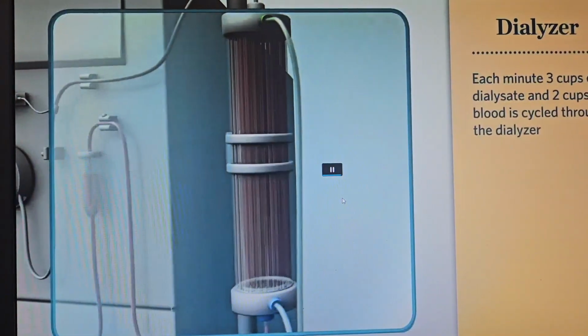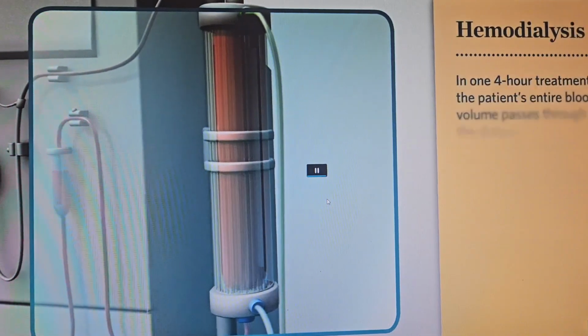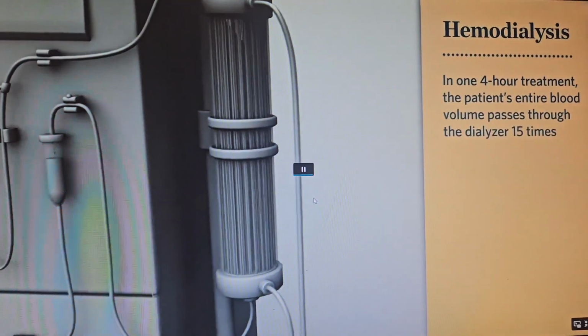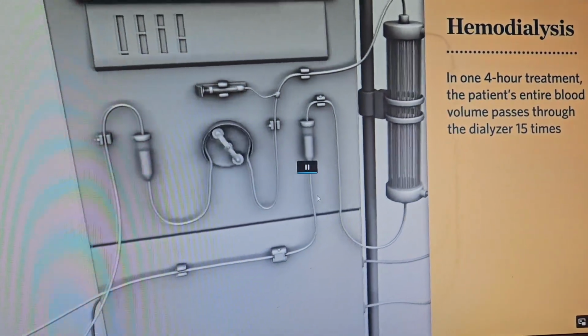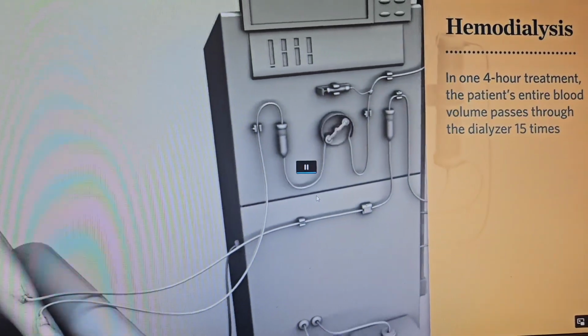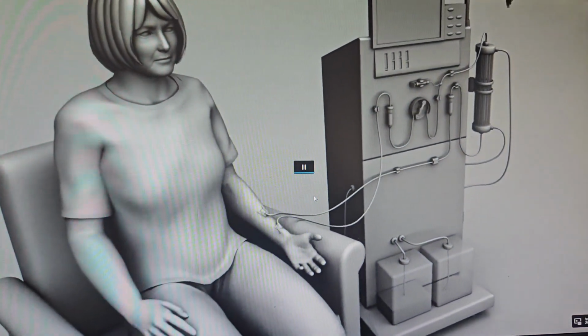Depending on the doctor's order, about 3 cups of dialysate and 2 cups of blood enter the dialyzer each minute. During one 4-hour hemodialysis treatment, the patient's entire blood volume passes through the dialyzer about 15 times. During this process, extra fluid and unwanted wastes are removed from the blood.